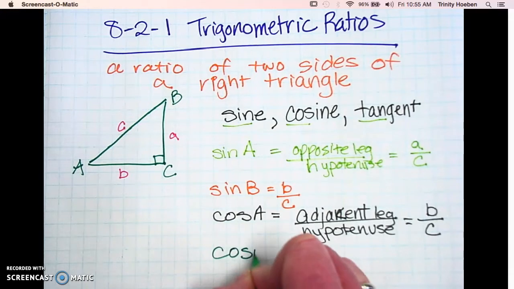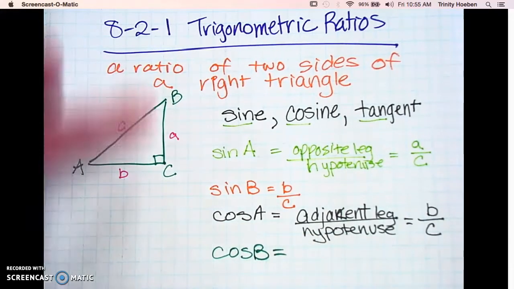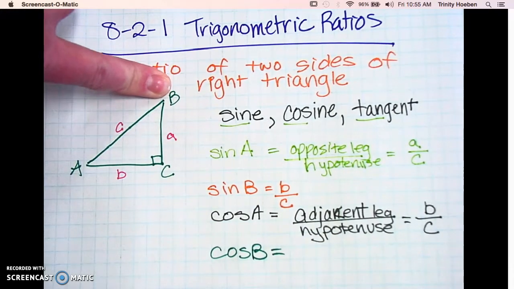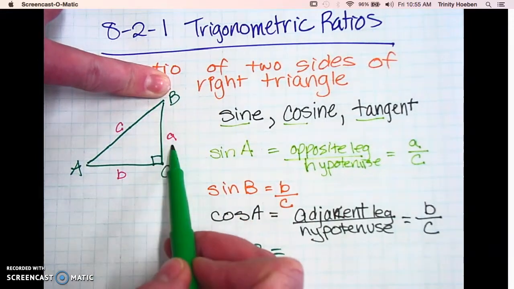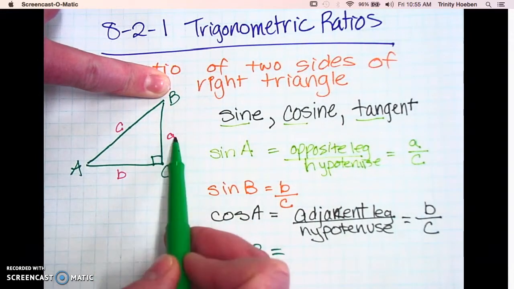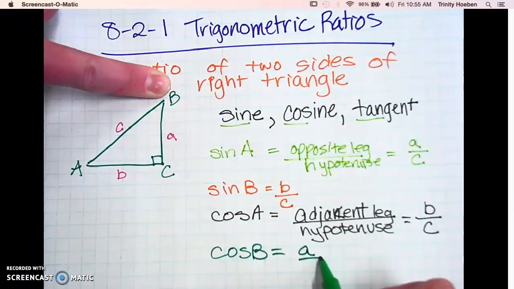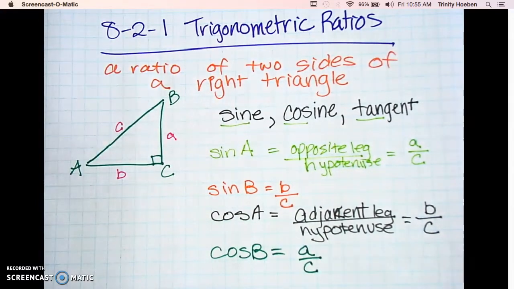Let's look at the cosine of angle B. Now we switched angles, and the adjacent side to B is the one right next to it that's not the hypotenuse, so it can't be C, it has to be A over C. So there's sine, there's cosine.